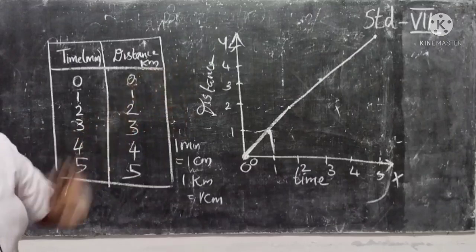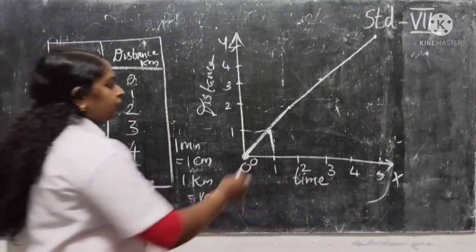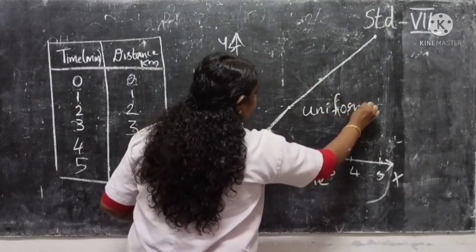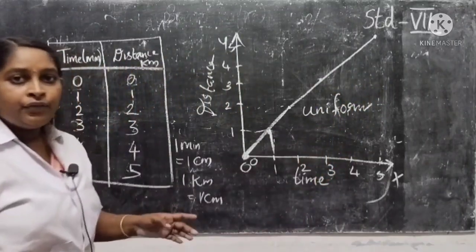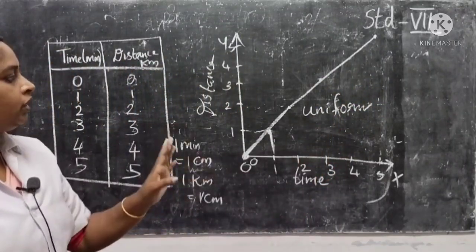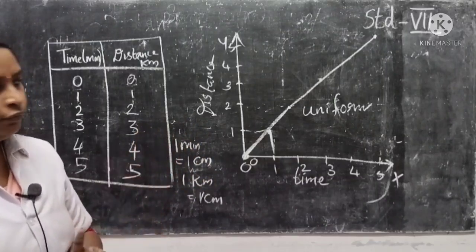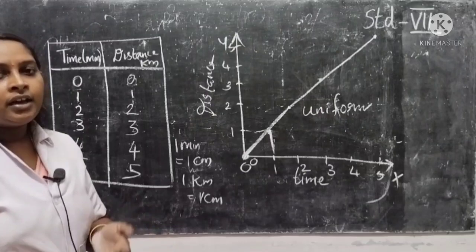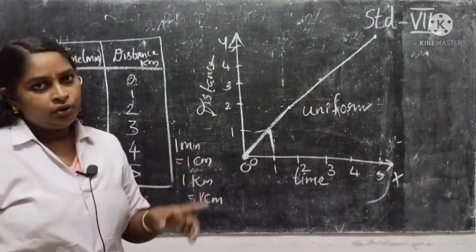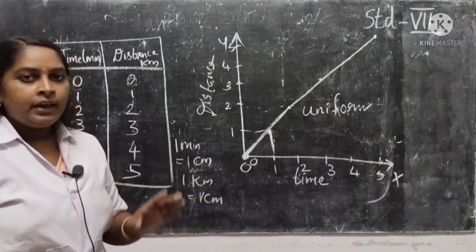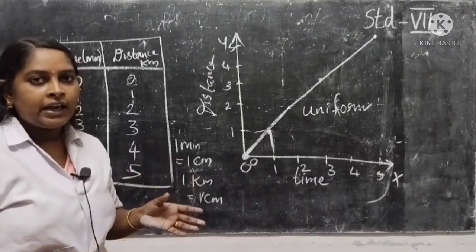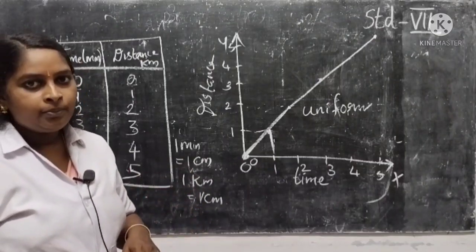When the graph is a straight line, the motion of the car is uniform. If the graph is a straight line, the motion of the vehicle is uniform. If the graph is not a straight line, we can conclude that it is non-uniform motion.